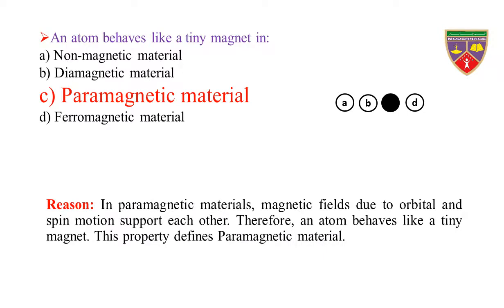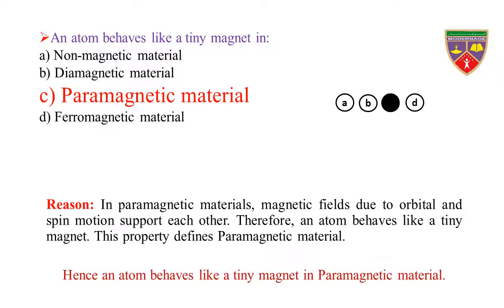Reason. In paramagnetic materials, magnetic fields due to orbital and spin motion support each other. Therefore, an atom behaves like a tiny magnet. This property defines paramagnetic material. Hence, an atom behaves like a tiny magnet in paramagnetic material.